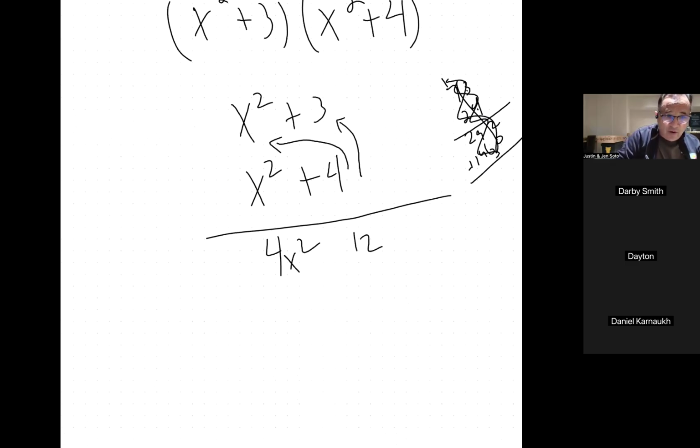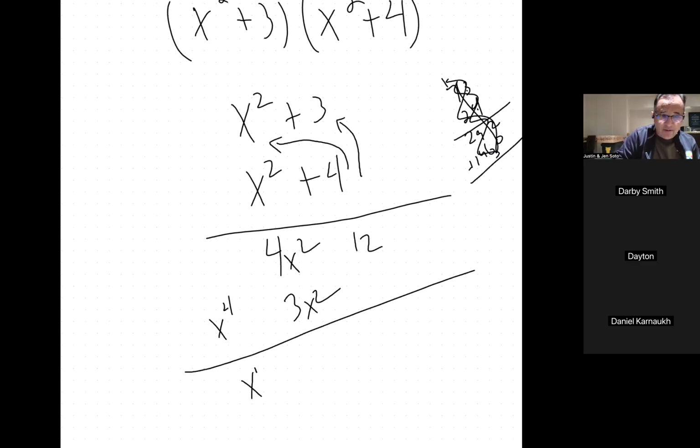Now we take the x squared here and we go x squared times 3 is 3x squared, and x squared times x squared is x to the fourth power. So we have x to the fourth power plus 7x squared plus 12. Okay. Does everybody remember how to do that? Yes?